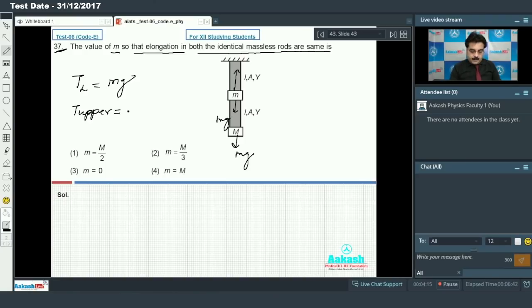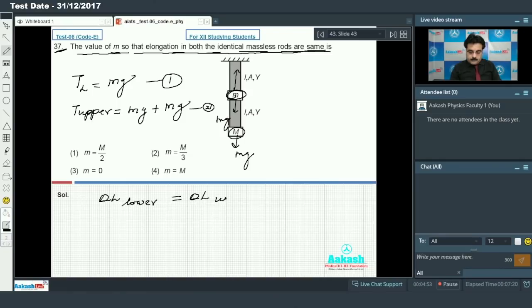We'll add them, so we'll write mg plus Mg, right? Because this is the capital M and this is the small m. So this is relation number 2 and this is relation number 1. But the question says the value of m so that elongation in both the identical massless rods is the same. So if elongations are the same, we'll write the elongation in the lower part is equal to the elongation in the upper part.